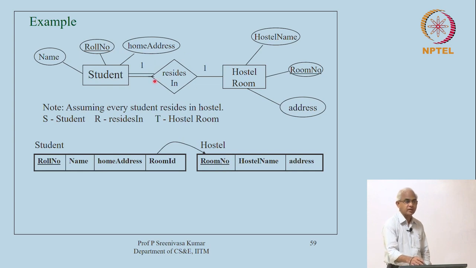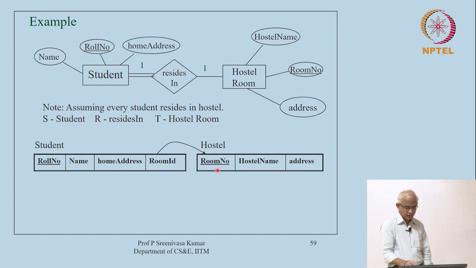Now, in order to take care of this, what we basically have done is to augment this side which has a total participation by adding one attribute that is actually a foreign key referring to the other relation. So, basically we want to capture what is the room to which this particular student is associated with. So, we augment the student and introduce a new attribute room ID, and since these values are going to be used to refer to the hostel room, we make it a foreign key that refers to the hostel table. Okay.